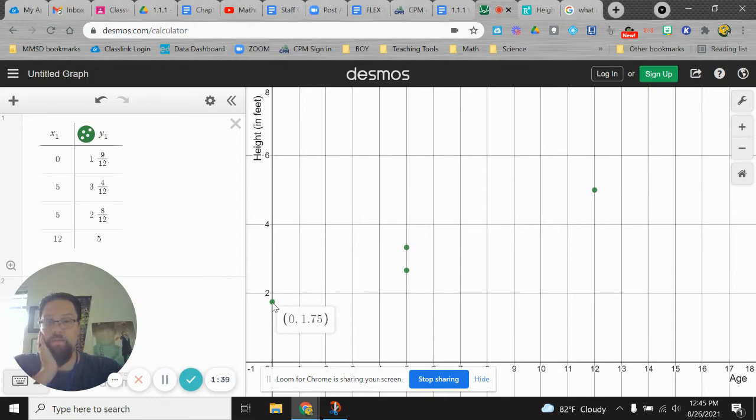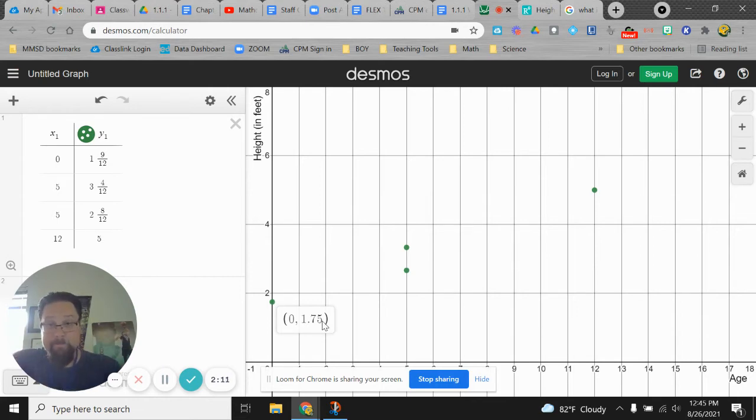Right here, our first data point, you'll notice the ordered pair is in a parenthesis. The first number you see is a 0. The first number in an ordered pair is always associated with the x-axis variable, the horizontal. So that's age 0, at birth. Then you got this comma, and you got 1.75. I actually entered it as 1 9/12 because we're dealing with feet. Notice that Desmos, when it graphs, will convert it to a decimal.